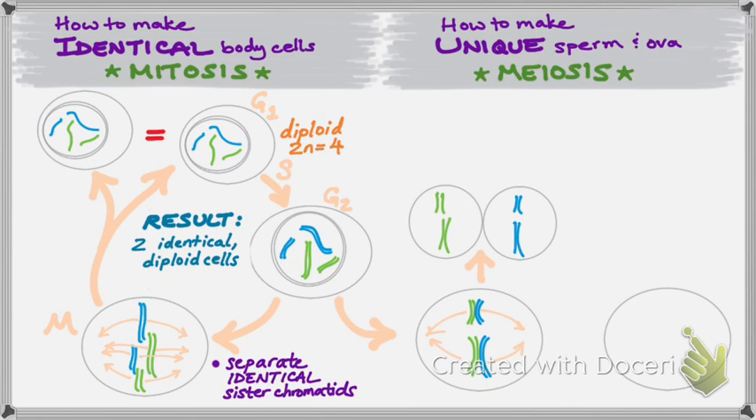You actually have to divide a second time. Remember, we're starting with, in a human, 46. We replicate up to 92 chromatids. And now, if you want to get down to 23, you've got to divide twice. All right? So two separate division steps to make these sperm or eggs.